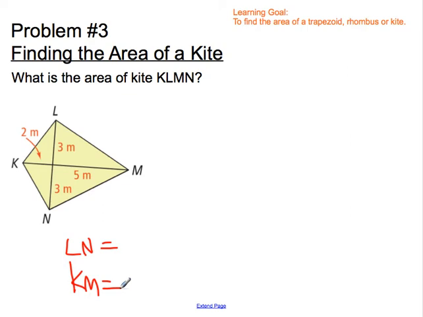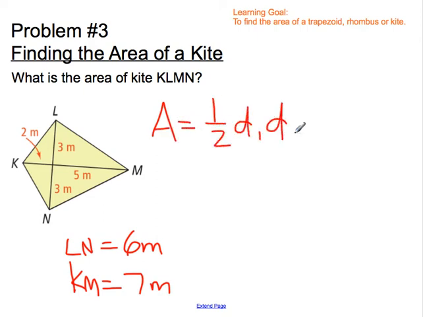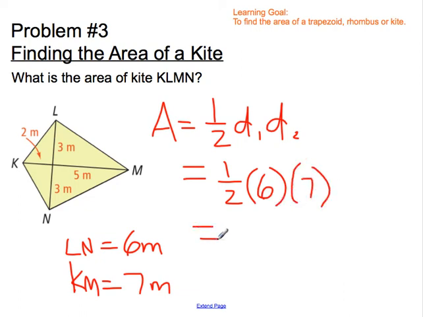So here we need to know the length of LN, and we need to know the length of KM. LN has two parts which are both 3 meters, so the length of LN is going to be 6 meters. The length of KM is 2 parts. One part's 2, the other part's 5, so that has a length of 7 meters. So the area in this case is 1/2 D1 times D2. And so we get 1/2 of diagonal 1, which is 6, times diagonal 2, which is 7. Half of 6 is 3, and 3 times 7 is 21 meters squared.